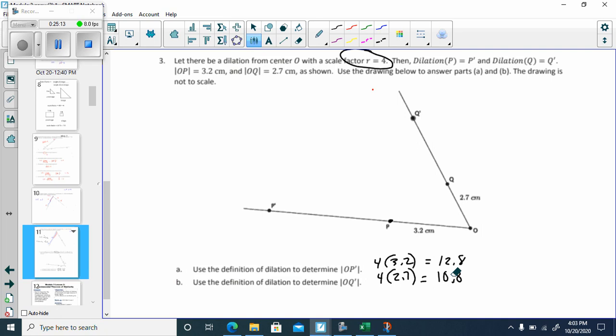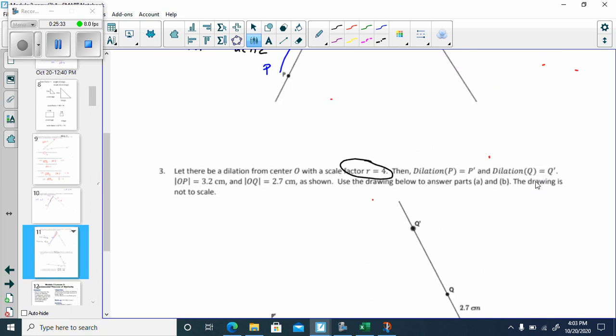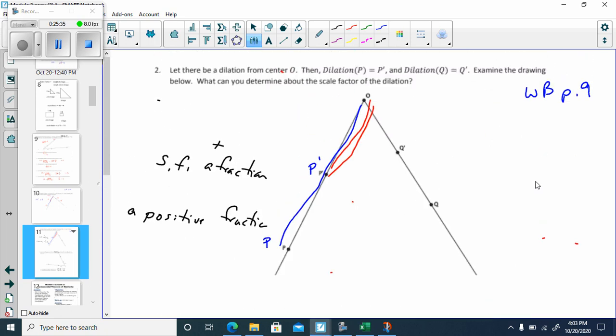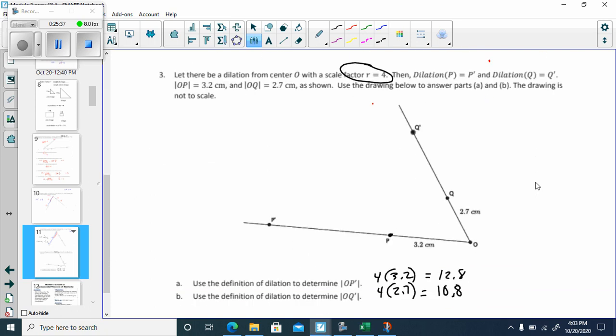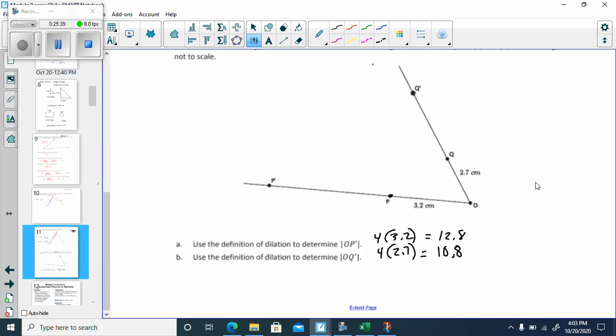Okay, that covers everything. We have looked at scale factors. We have looked at the fact that if two figures are similar, then their corresponding angles are congruent and their corresponding sides are proportional. We have looked at the formula for scale factor, which is the length of an image piece over its corresponding pre-image piece.